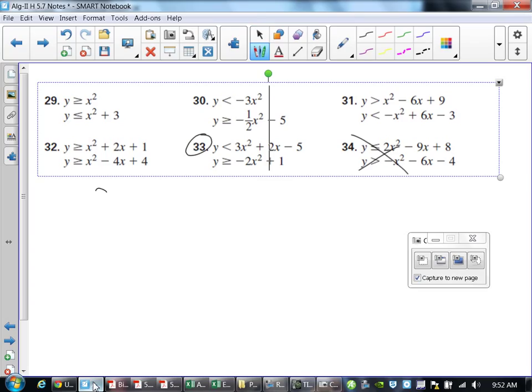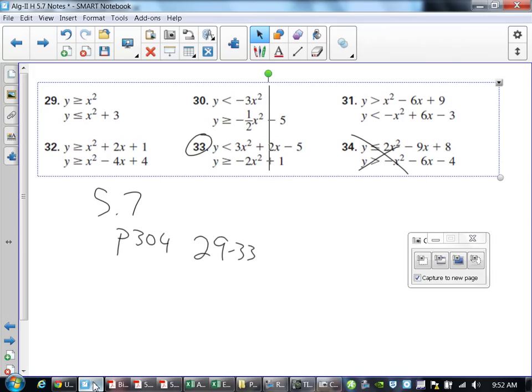All right, so this is on page 304. Yep. Do those 5 of them, 29 to 33. We'll keep going on to the other one. It's a little bit more than I hoped to get through today. Oh well.